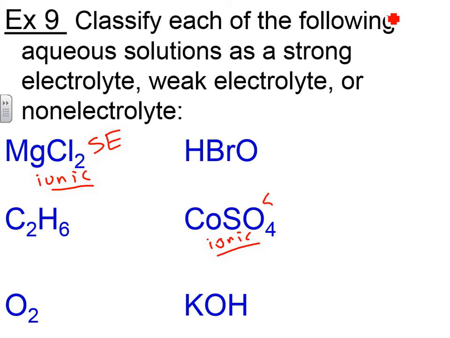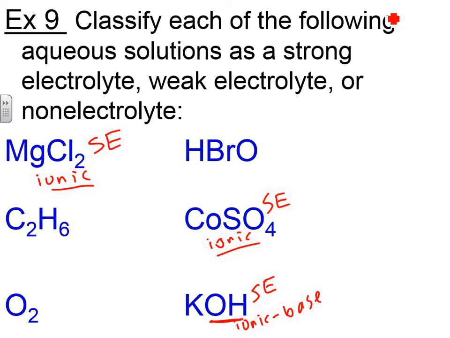Now down here, KOH, potassium hydroxide, is also a strong electrolyte. You can think of it as ionic, but it's not only ionic, it's also a base. It's actually a metal base, because of the hydroxide, the OH. So technically it's ionic, therefore it's a strong electrolyte.